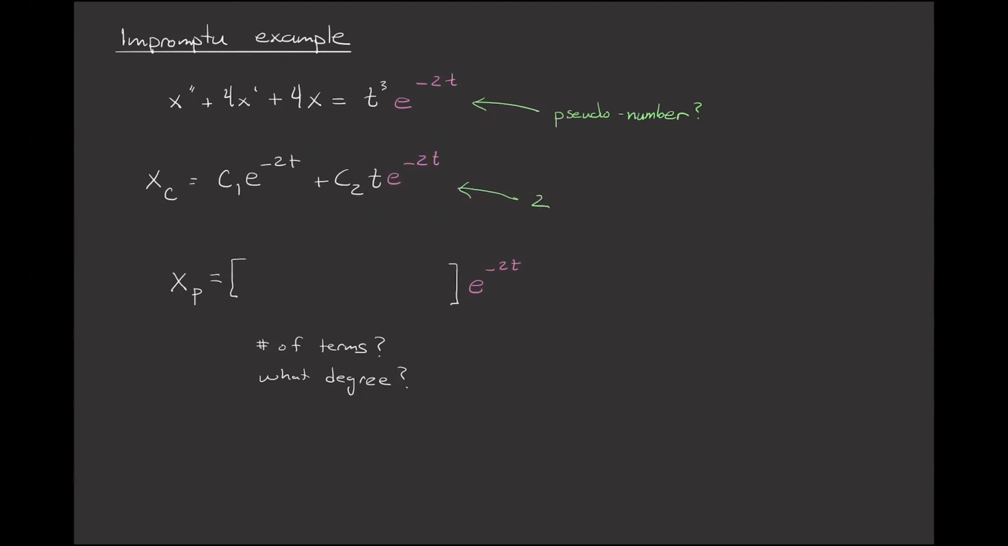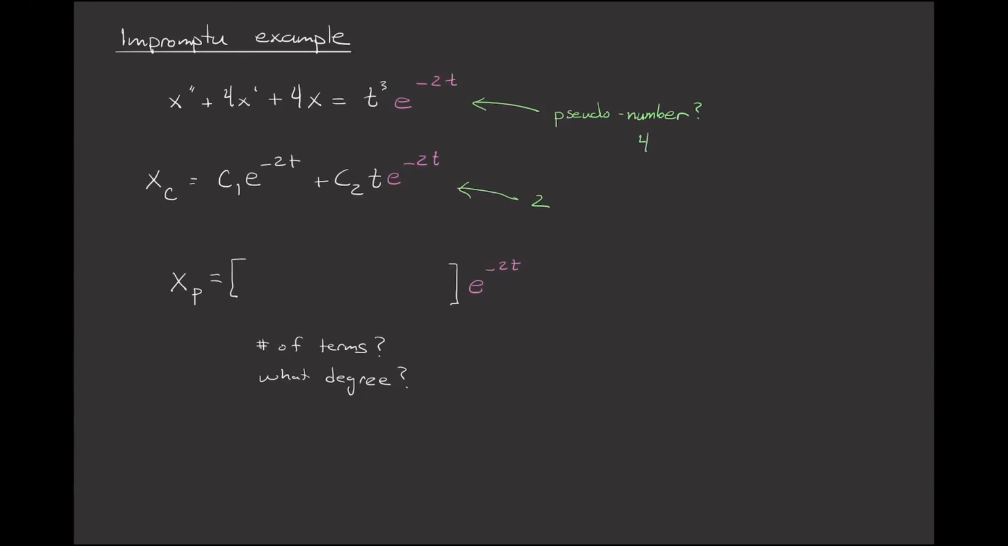if you had t cubed, think about this here. When we had two terms, that would correspond to a highest polynomial degree of 1, meaning t to the first power. Then we get two terms. So take the highest degree, add 1 to it. Here we take the highest degree, which is 3, and we add 1 to it. So the pseudo number is in fact 4.